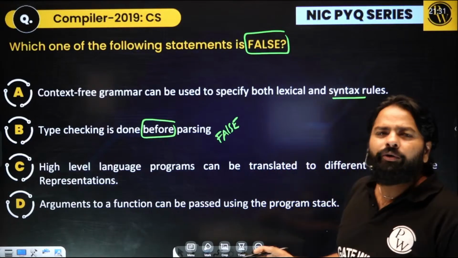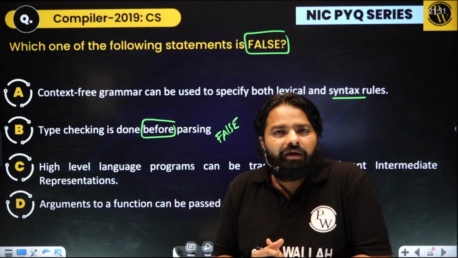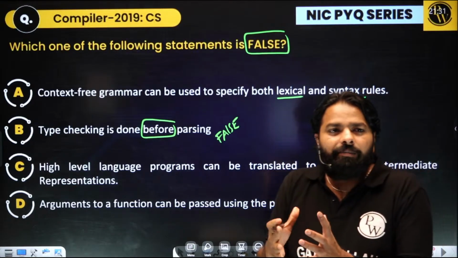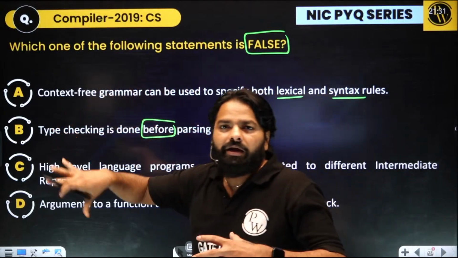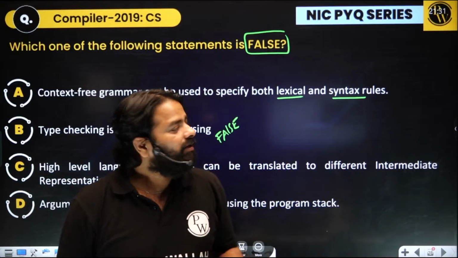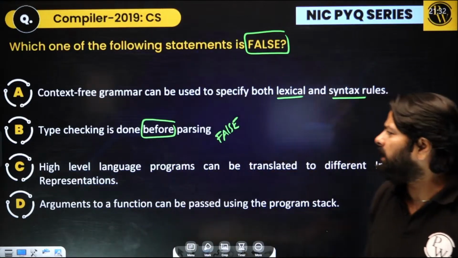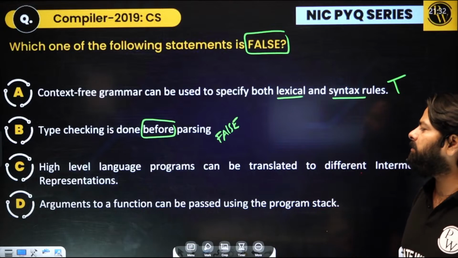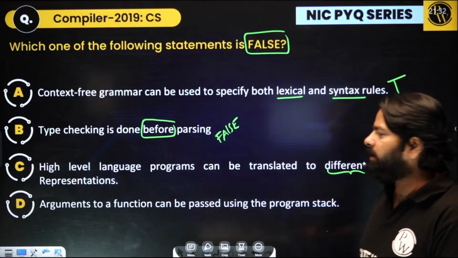It's clearly understandable, and the others you may or may not be aware of. Context free grammar we actually use for the syntax, but you can also use it for the lexical. Why? Because context free grammar is more powerful than regular grammar. Regular grammar can do lexical analysis, right? Regular grammar can be used for the lexical phase, but context free grammar you can use for both lexical and syntax, because with context free grammar you can even write grammars for those which look like regular languages. So the lexical analysis rules depend on the regular languages concept, and that can be done with context free grammar also. This is a true statement obviously. And high level language programs need not be translated to the same intermediate code.